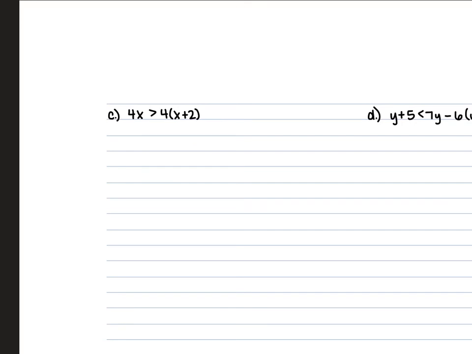For C, we have 4x is greater than 4 times x plus 2. So we're going to distribute that 4 to get 4x is greater than 4x plus 8. The 4x is going to move over to the left side to give us 0 is greater than 8. Now this is a false statement. So when you have a false statement, it's no solution. If it was something that was true, like 9 is greater than 8, then we would have infinitely many solutions or all real numbers.